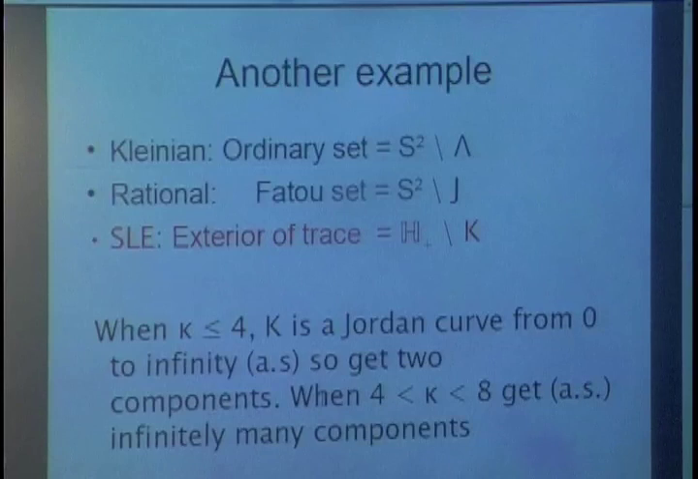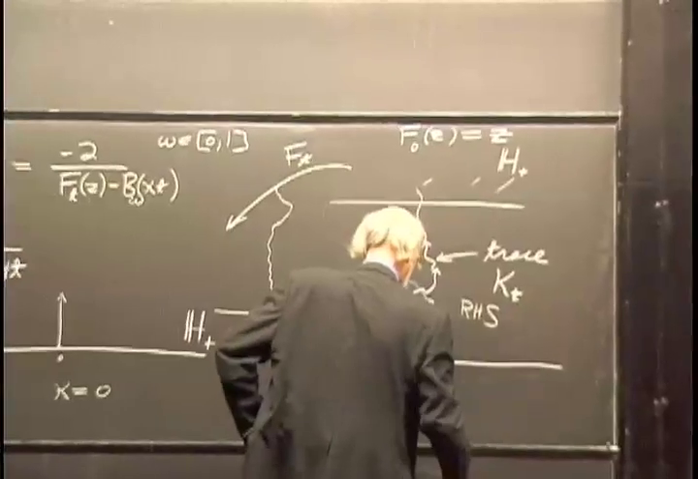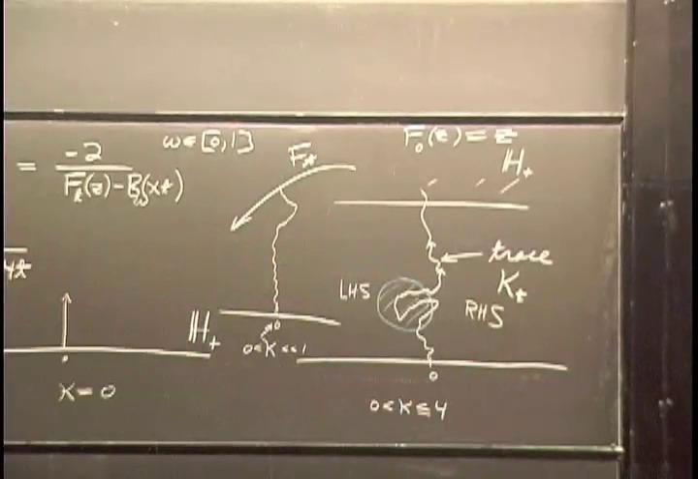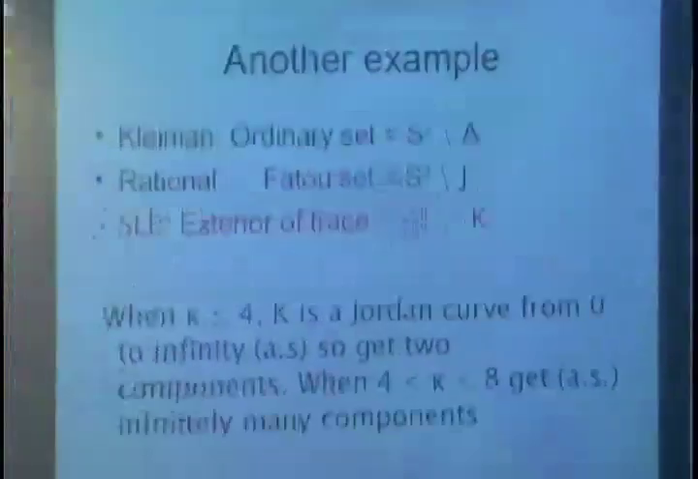Okay, so that's underneath the red there. When kappa is less than 4, you get a Jordan curve. So of course it's an almost sure statement. So for almost every point in Wiener space, you get a Jordan curve. And so there are two components. If I shot this off to infinity, I would have the left-hand side of the curve and the right-hand side of the curve. And in the case where kappa is between 4 and 8, we would get infinitely many components.